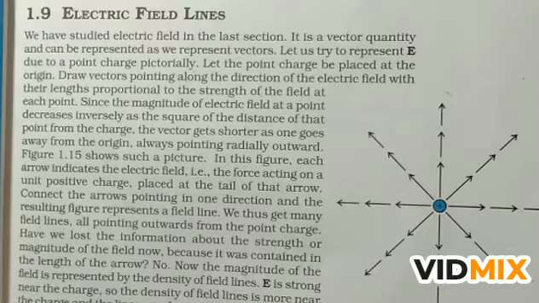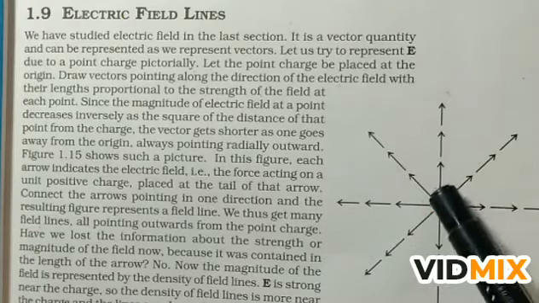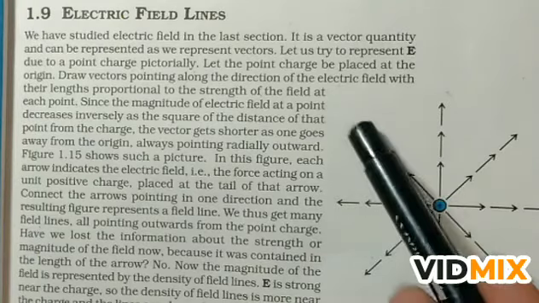Here we are seeing a positive charge, and since electric field is a vector quantity, we had drawn the arrow here. Electric field is represented by E. Now if the point charge is placed at the origin, you draw the vector pointing along the direction of electric field. These arrows show the direction of the electric field.